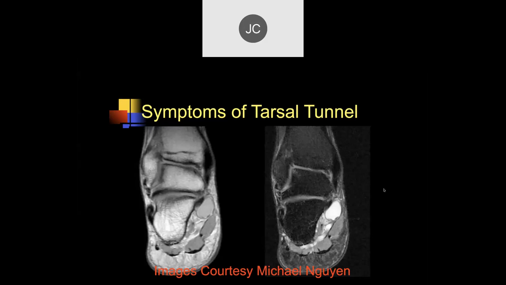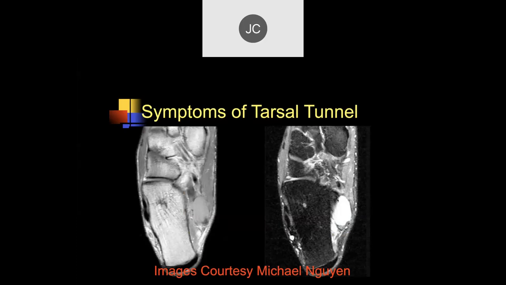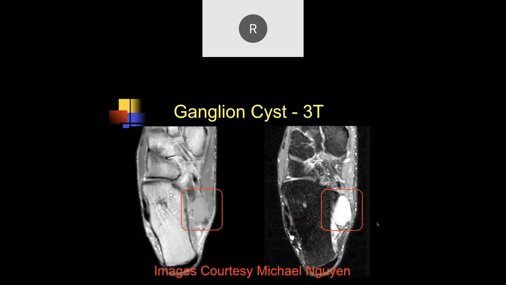All right, so it says symptoms of tarsal tunnel, burning and pain really medially in the tarsal tunnel of the foot and ankle. Yeah, so looking at that medial aspect of the ankle, it looks like there's a cystic structure medially. Yeah, and this is probably the flexor hallucis longus tendon here, so it's just medial to the flexor hallucis longus tendon. And then here are some of the axial images showing that same cystic structure. And this was just a ganglion cyst, which was compressing the nerves.